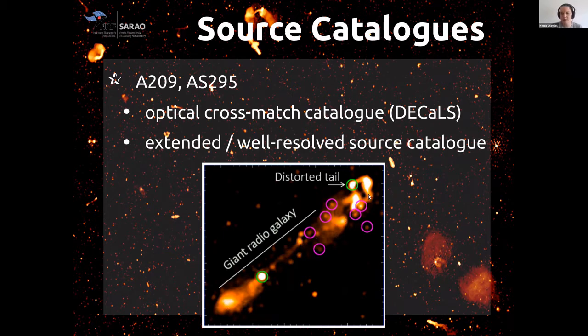And then this structure here is actually likely to be a wide-angle tail galaxy with its core and bright lobes. And these magenta circles just show regions where there's other radio sources with optical counterparts, showing how difficult it can sometimes be to figure out which galaxy belongs to which radio emission.